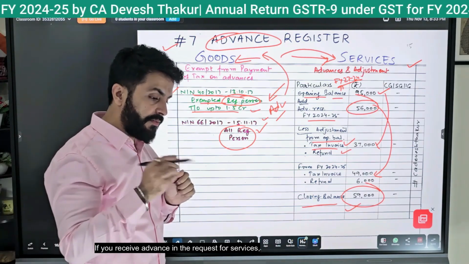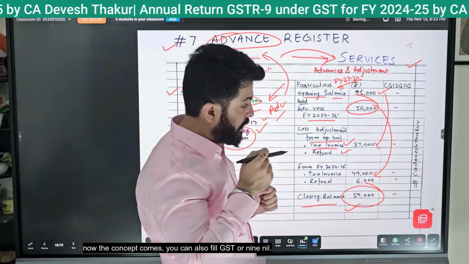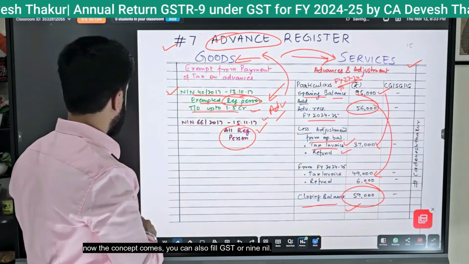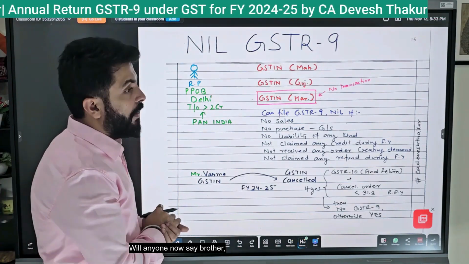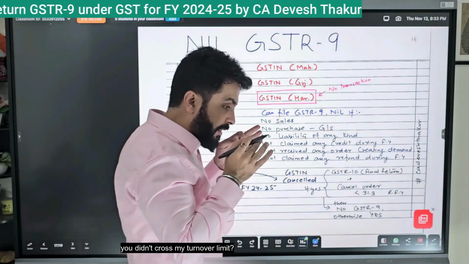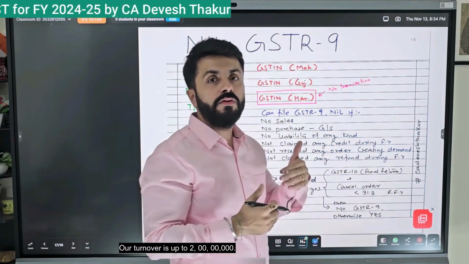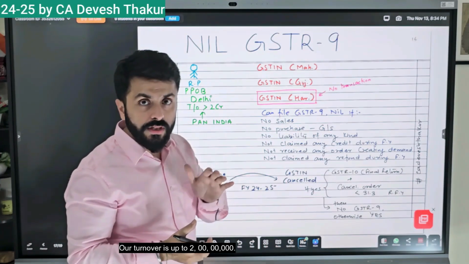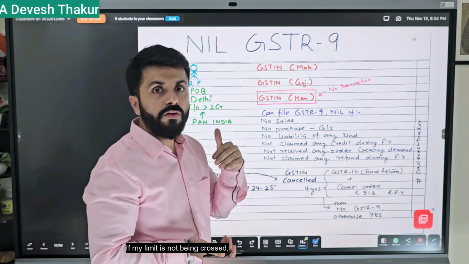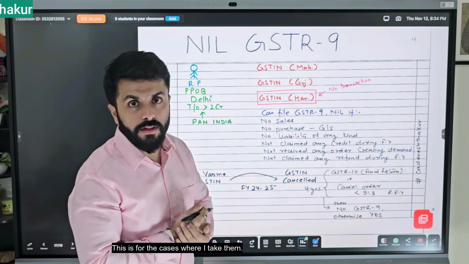If you receive advance in the case of services, now the concept comes, you can also fill GSTR-9 nil. Will anyone now say, brother, you didn't cross my turnover limit? Our turnover is up to 200,000. If my limit is not being crossed, then why am I filing a nil return? This is for the cases where I take them.